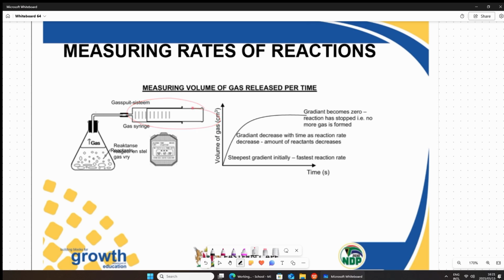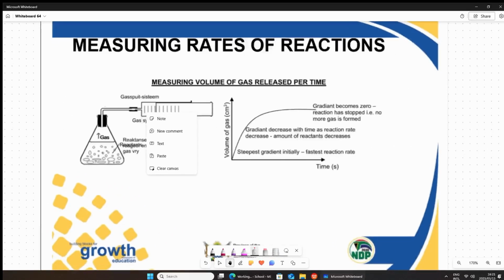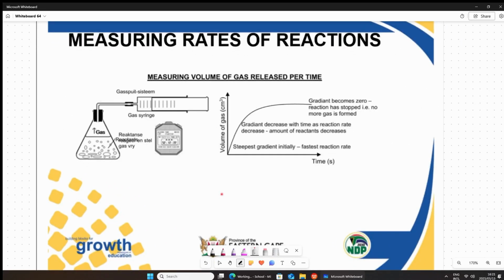Now what happens is as the reaction takes place, the gas will escape from the reaction vessel and go through the gas syringe. The plunger from the syringe will move backwards. You can measure the rate of reaction by looking at the time it takes for this plunger to move from this point to this point. Therefore, you are measuring the rate of the reaction. In this case, we are measuring the volume of the product produced, which is a gas molecule being produced.